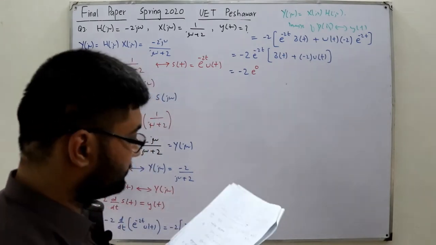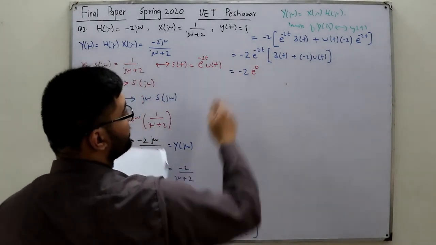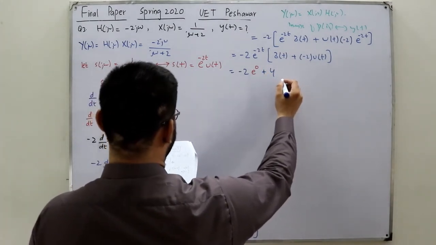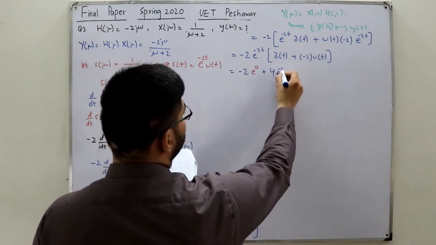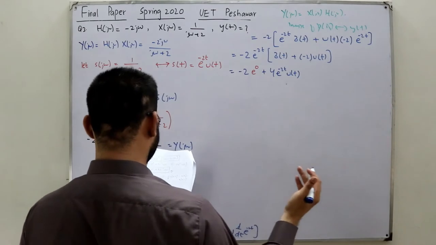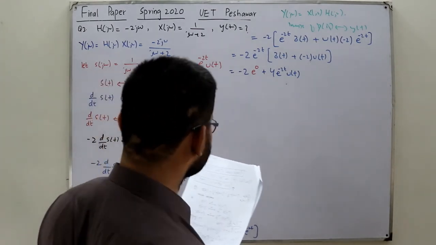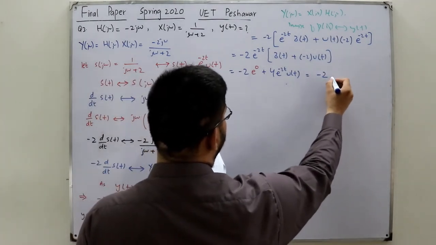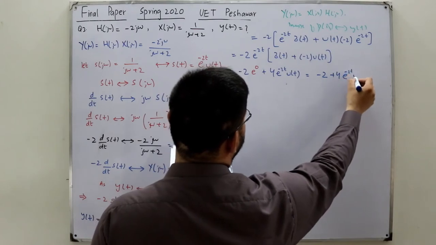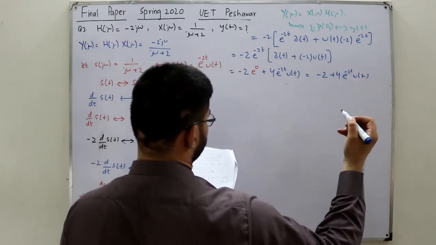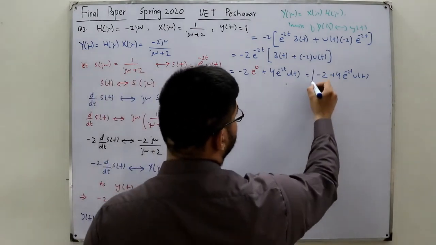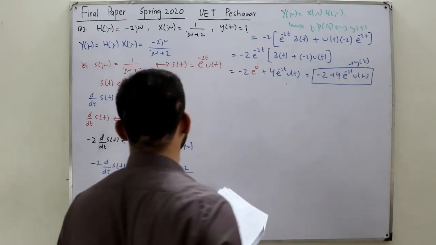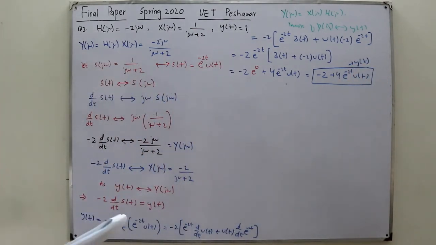Then you have, this minus would become a plus, and plus 4, and you would have an exponential of negative 2t into u of t. So this could also be your answer. And what is that? It's negative 2 plus 4 times exponential of negative 2t u of t. Yes, that is the answer. You can take negative 2 common anyways. This is your y of t, and question number 3 is done.